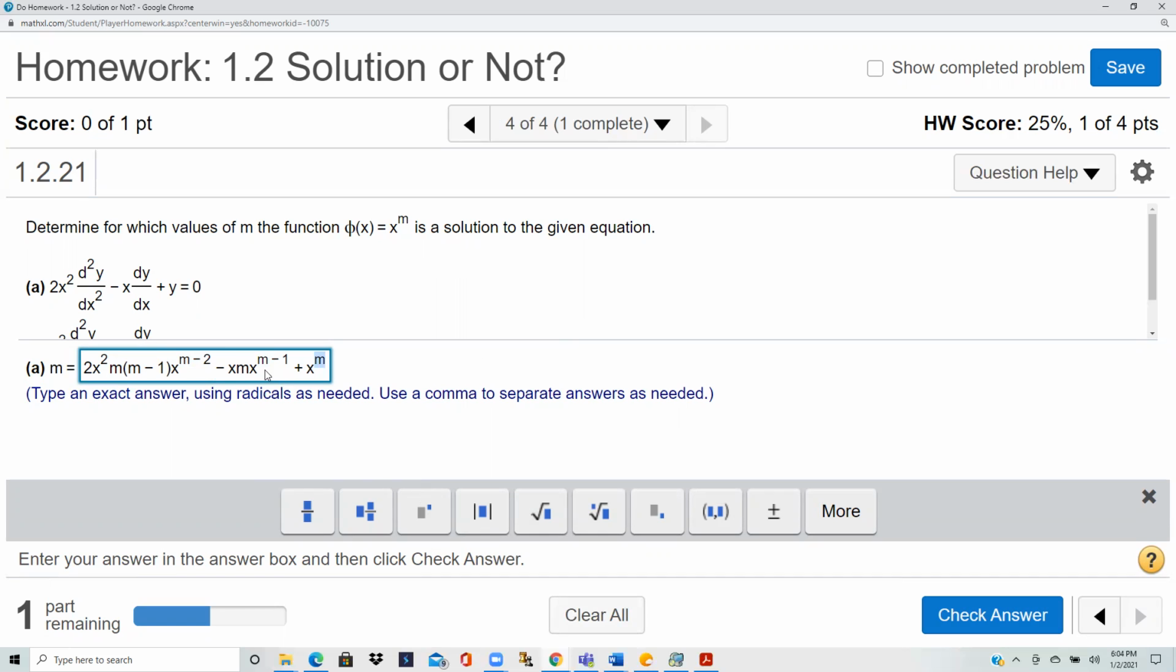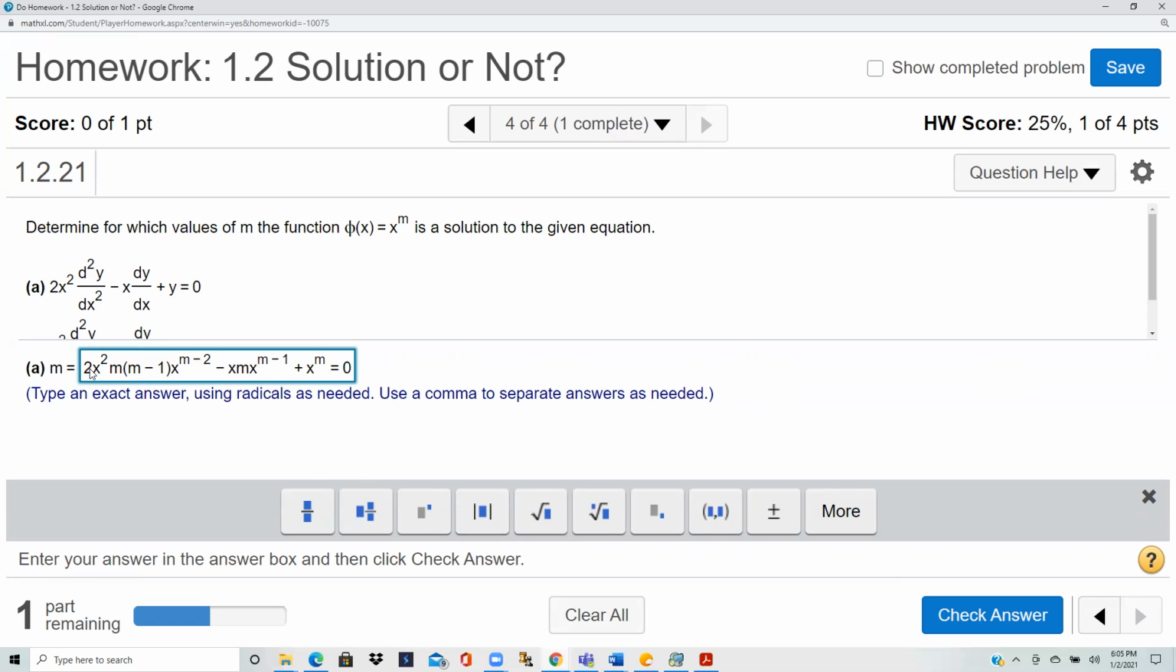So we can see from here also, remember the m x to the m minus 1 was the first derivative, and when you take the derivative of m x to the m minus 1, you get m times m minus 1 times x to the m minus 2. So that's why that was the second derivative. So now let's see what this simplifies to. That's equal to 0. And we have to find the value of m so that this holds.